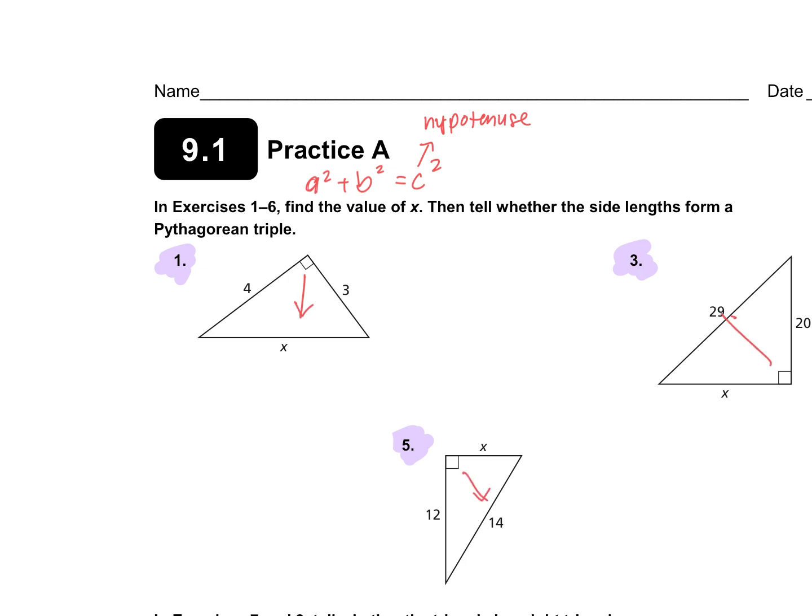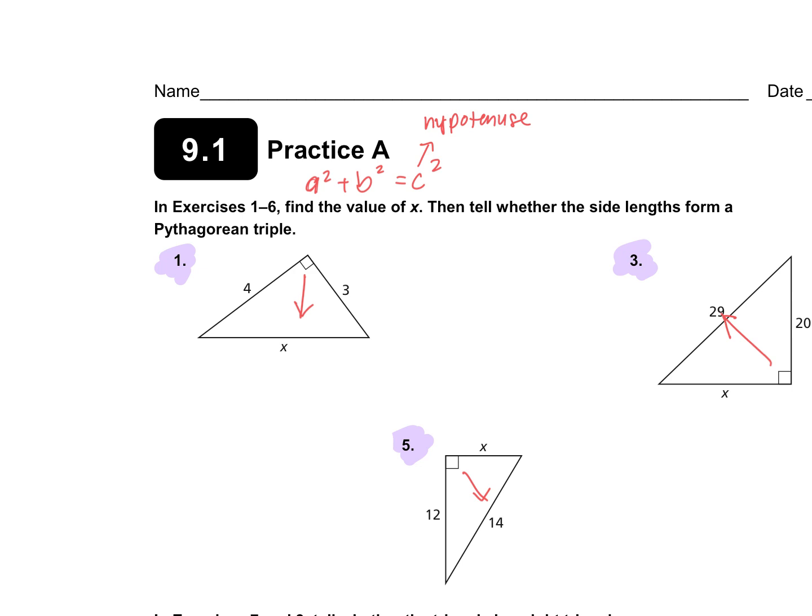This is your hypotenuse. You have to remember what your hypotenuse is. That's the most important part of the Pythagorean theorem. Your a and your b don't matter which is which, but your c must be your hypotenuse. Your a and your b could be your other sides of the triangle.